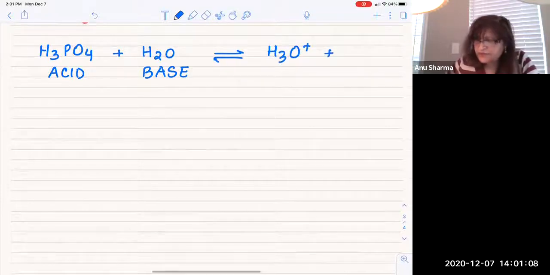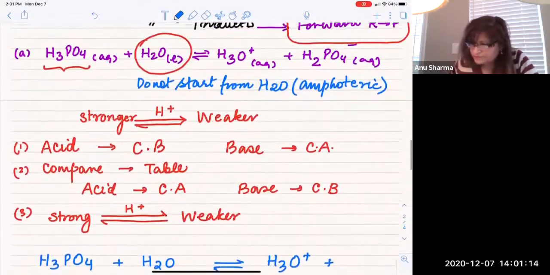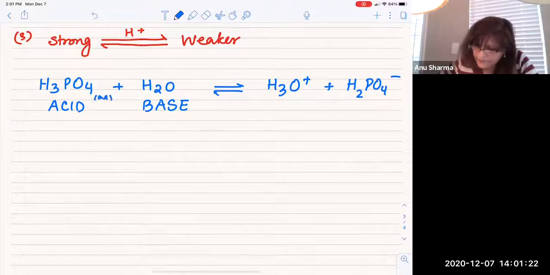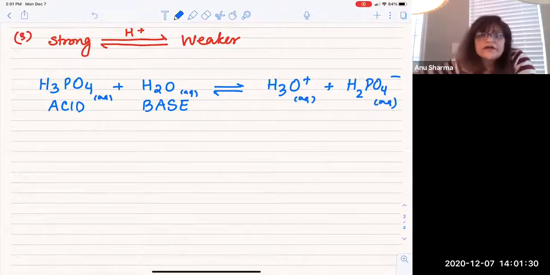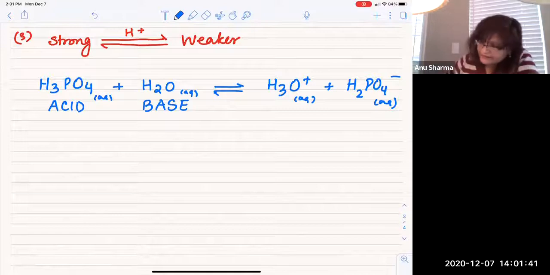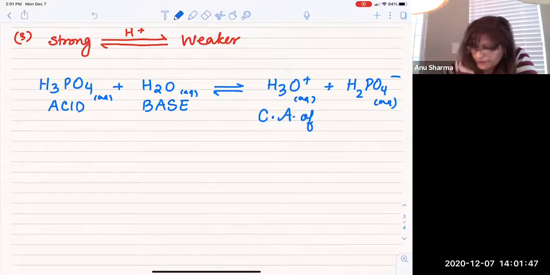Now tell me, what is a hydronium ion in this case? Is it a conjugate acid or a conjugate base, and of what? H3O plus is the conjugate acid of H2O. Excellent. They always come from a parent.